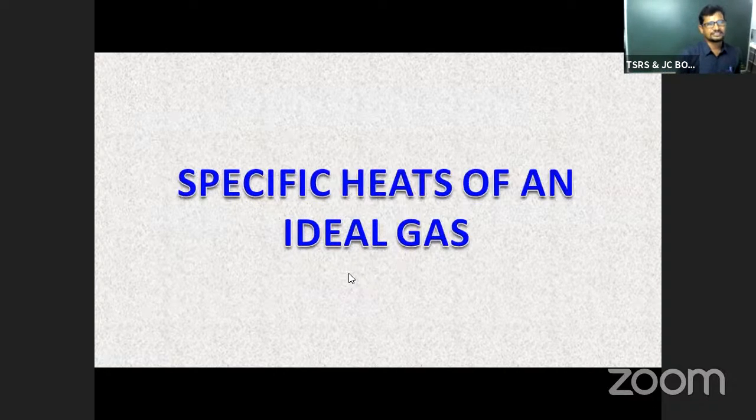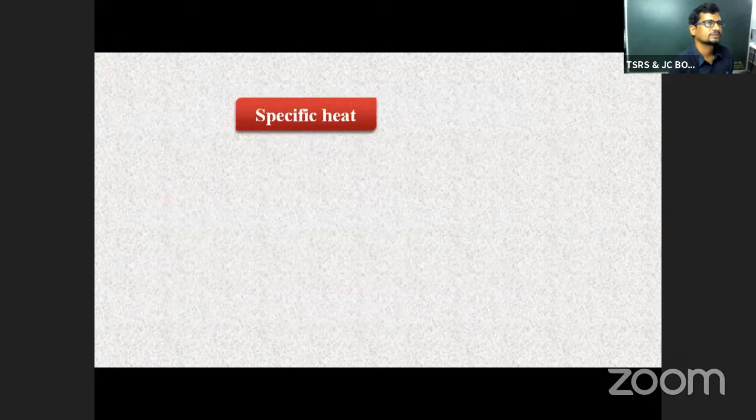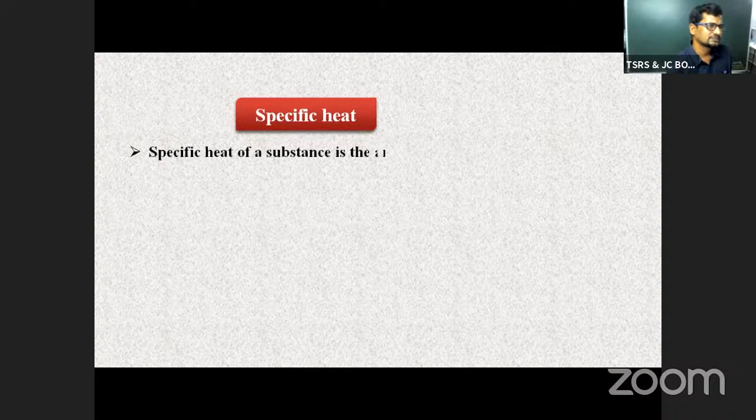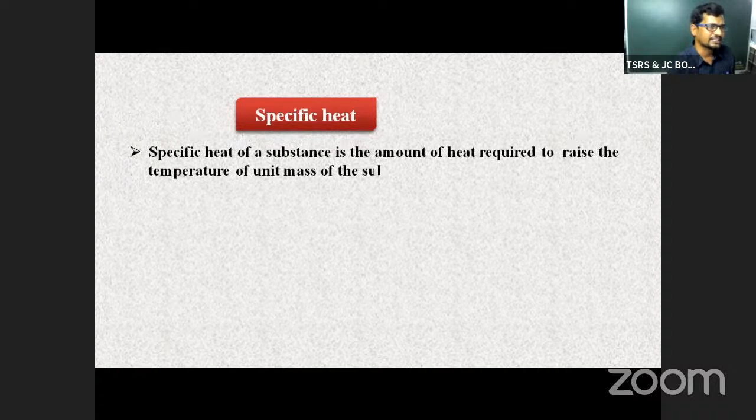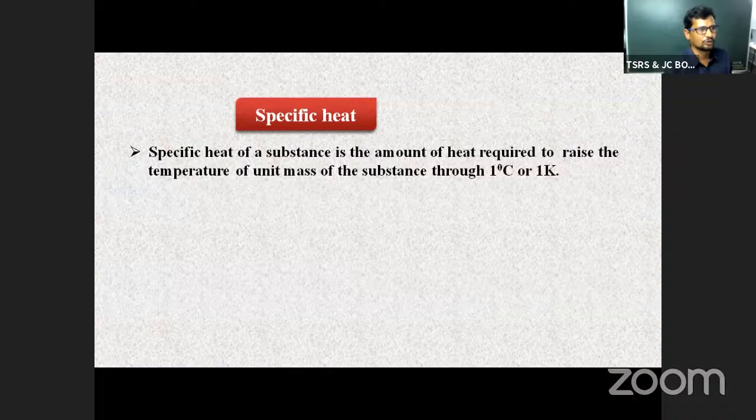Next, specific heats of an ideal gas. Specific heat of a substance is the amount of heat required to raise the temperature of unit mass of the substance through 1 degree centigrade or 1 Kelvin. To raise the temperature, we have to give heat. That heat is known as specific heat.